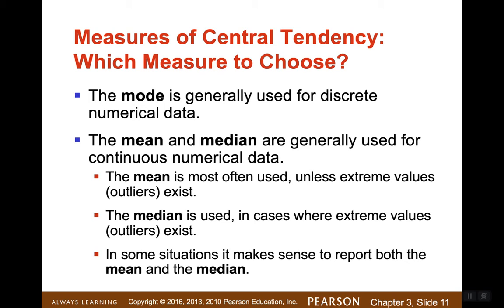So which one to use? If we're analyzing discrete numerical data, the mode works best, or the mode is a good choice. We use the mean and the median in cases where we have continuous numerical data. Usually, we'll use the mean, unless we are detecting extreme values, at which point we would switch and use the median. So really, the use case for the median goes around outliers, where we have outliers.